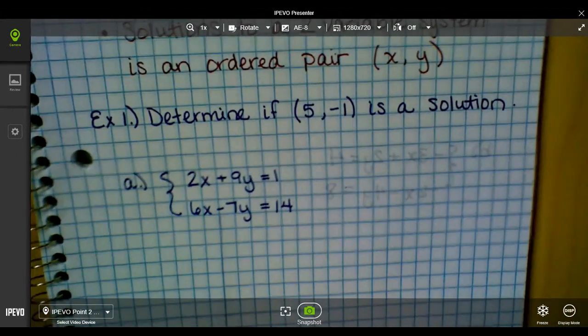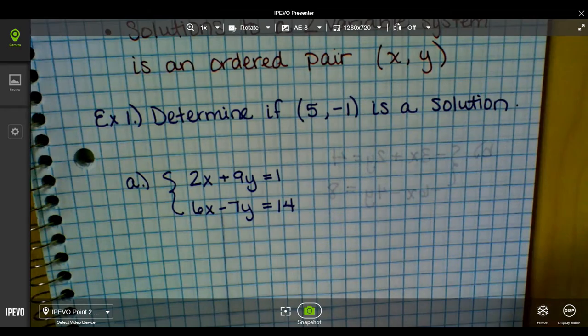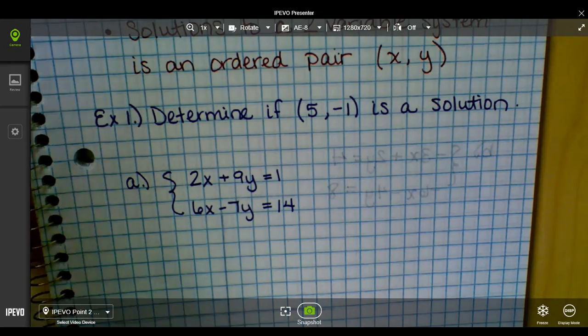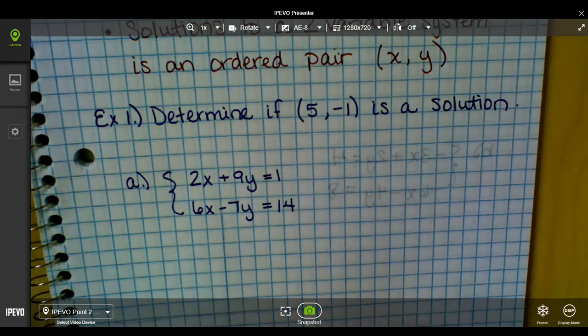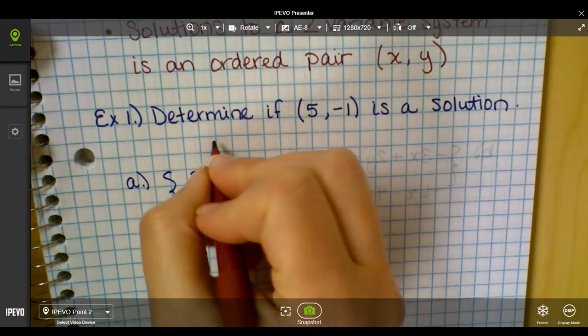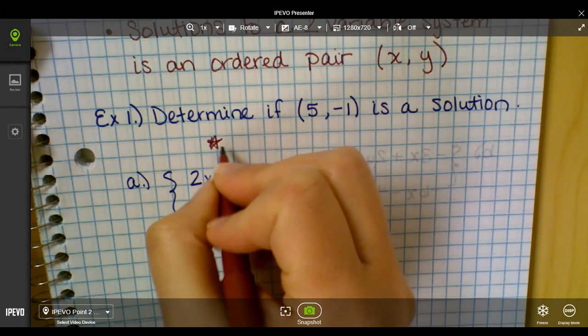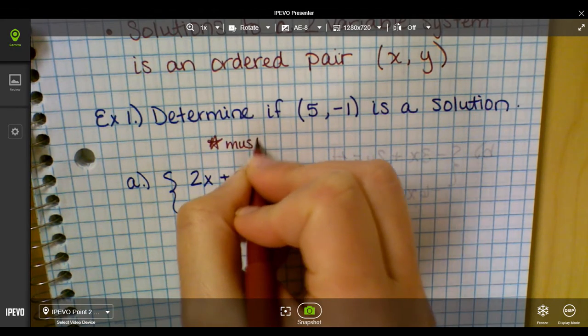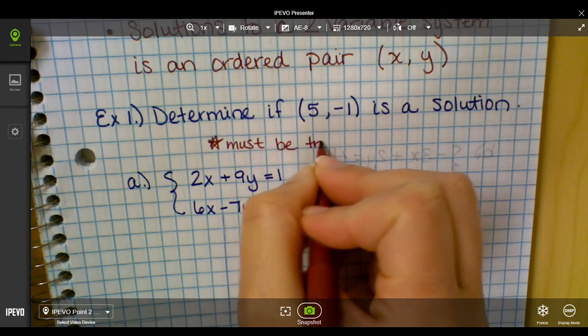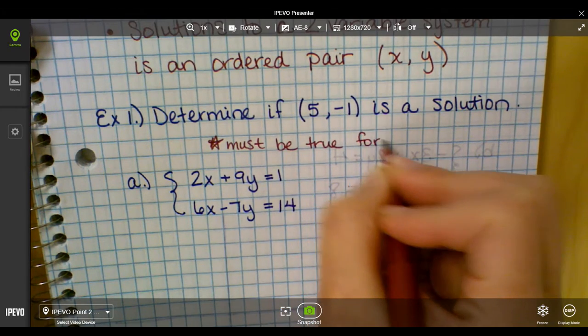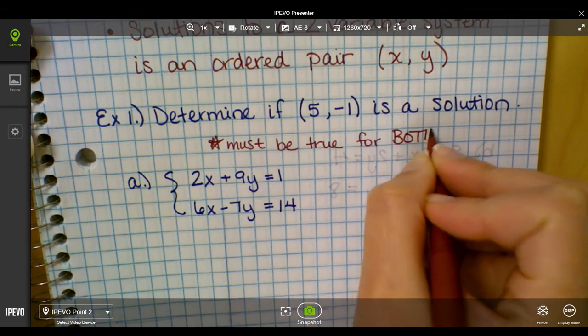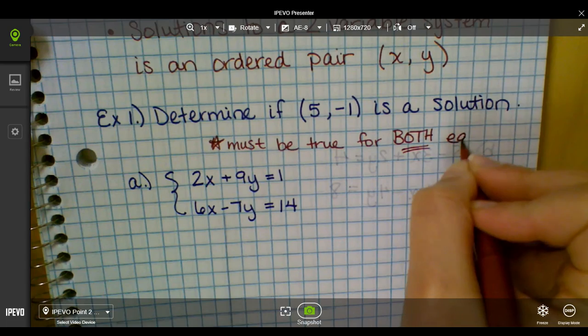So our first example is: determine if the ordered pair (5, -1) is a solution to this system that I gave you right here. Now again, if this is going to be a solution, this must work and be true for both equations. So we're going to just make a note of that here. Must be true for both equations.